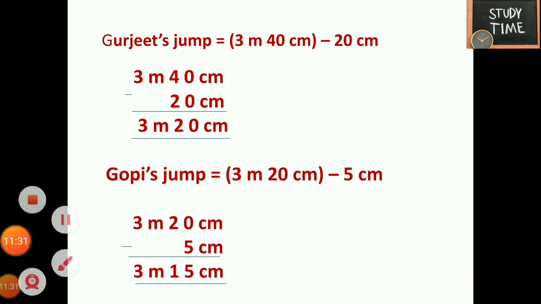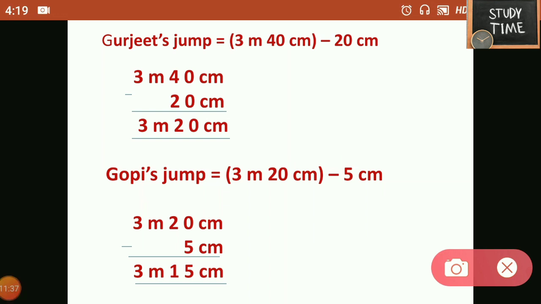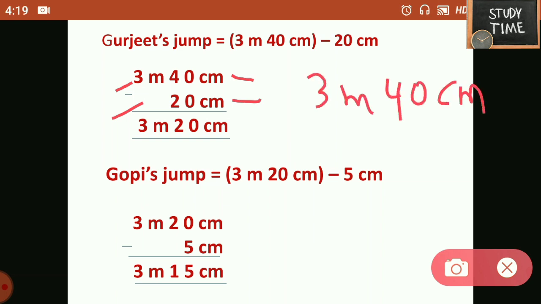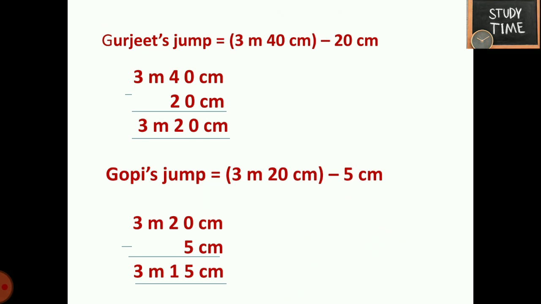When you add or subtract length, you have to be very careful. You should always subtract centimeter with centimeter, meter with meter. You should not write 3 meter 40 centimeter and 20 centimeter here and do subtraction. This is wrong. You have to write centimeter in the place of centimeter, meter in the place of meter, and then do subtraction or addition. If you don't have data for any length, see here, meter you don't have data. So you can just leave it or consider it as 0 meter.